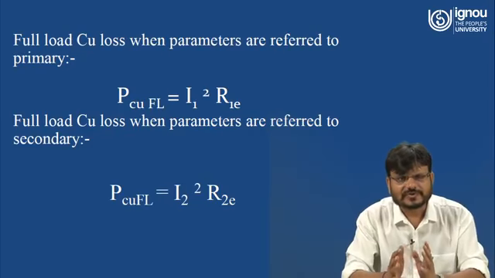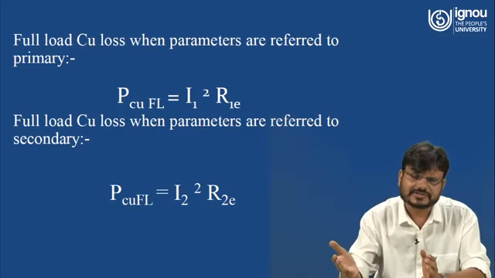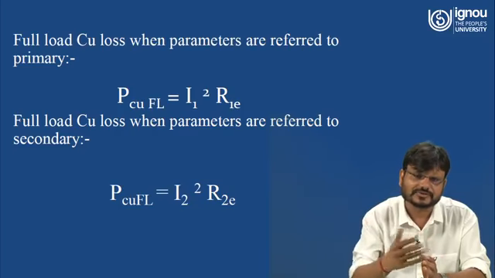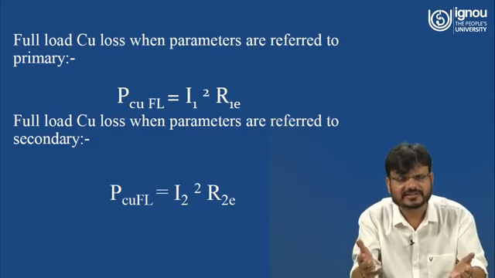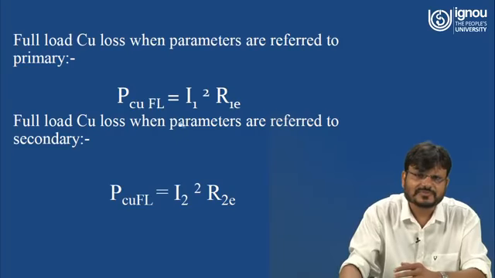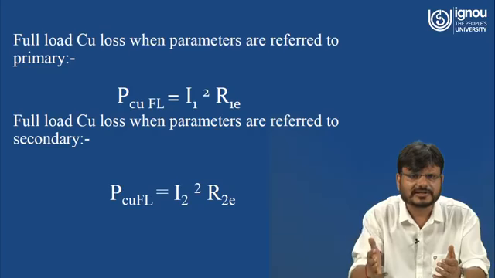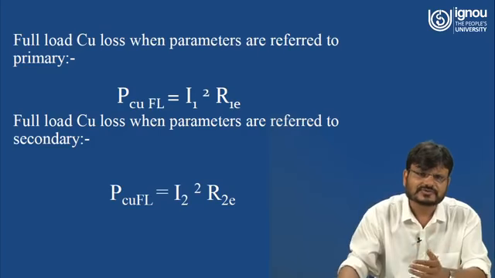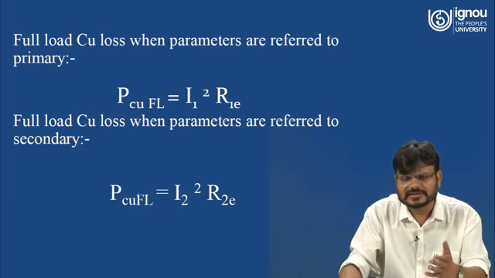Now suppose you want to calculate the full load copper losses when all the parameters are referred to the primary side. The secondary resistance can be transferred to the primary side. As you know, any resistance can be transferred to either side, primary or secondary, by a formula which has already been discussed. So the copper losses at full load can be written as I1 square into R1E, where R1E is the resistance of the winding when everything is transferred to the primary side, and I1 is the primary current in the transformer.